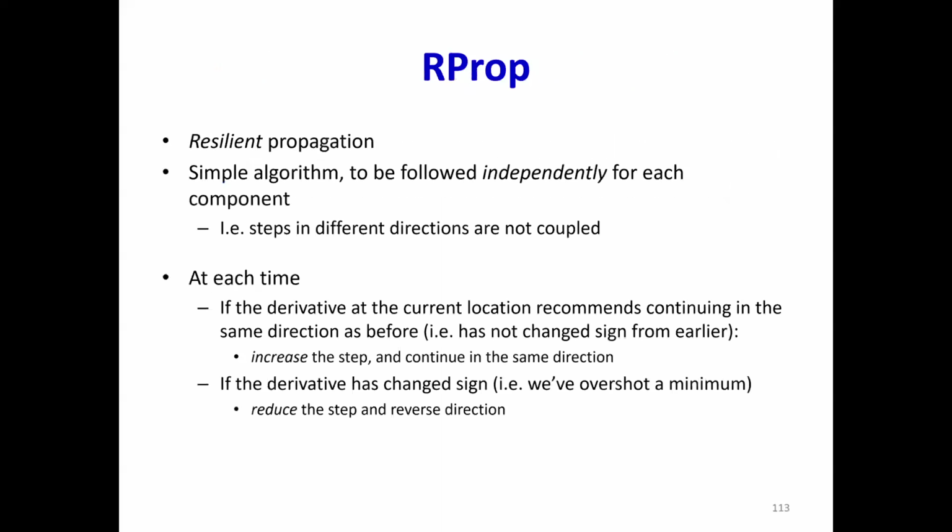Here's what we're going to do. It's a resilient propagation algorithm. It's very simple, and you follow this independently for every component. You can find it in PyTorch. At each step, for each component, you're going to do something very simple. You're going to say, should I be going forward or backward? How would you do that?